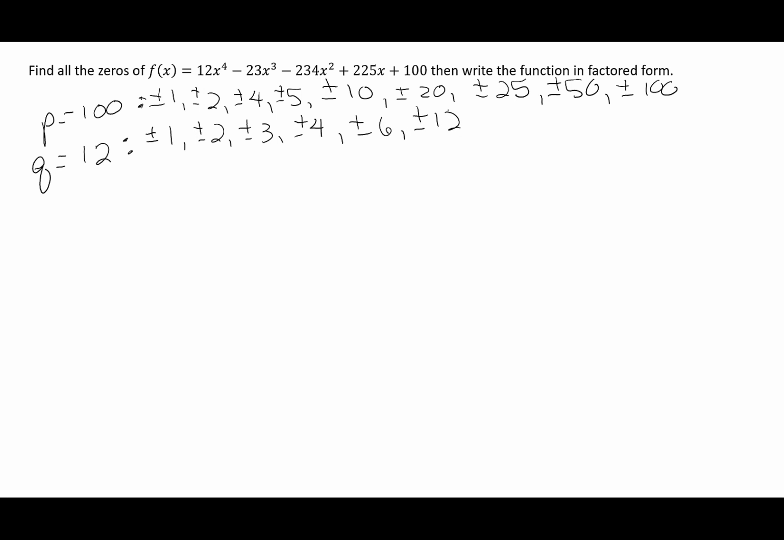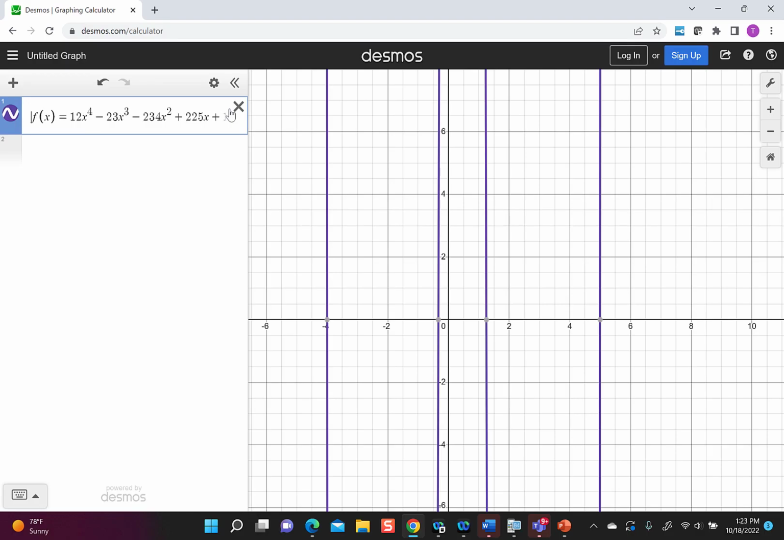So from here, we're supposed to come up with our P over Q, which I think would take a really long time. So what we're going to do instead is kind of be smart. I'll use Desmos because I think it's quicker, and I'll step you through some thoughts I have on how we can get this a little bit better. First thing I always say is double check, make sure you entered it right. So I have 12x to the 4th minus 23x cubed minus 234x squared plus 225x plus 100.